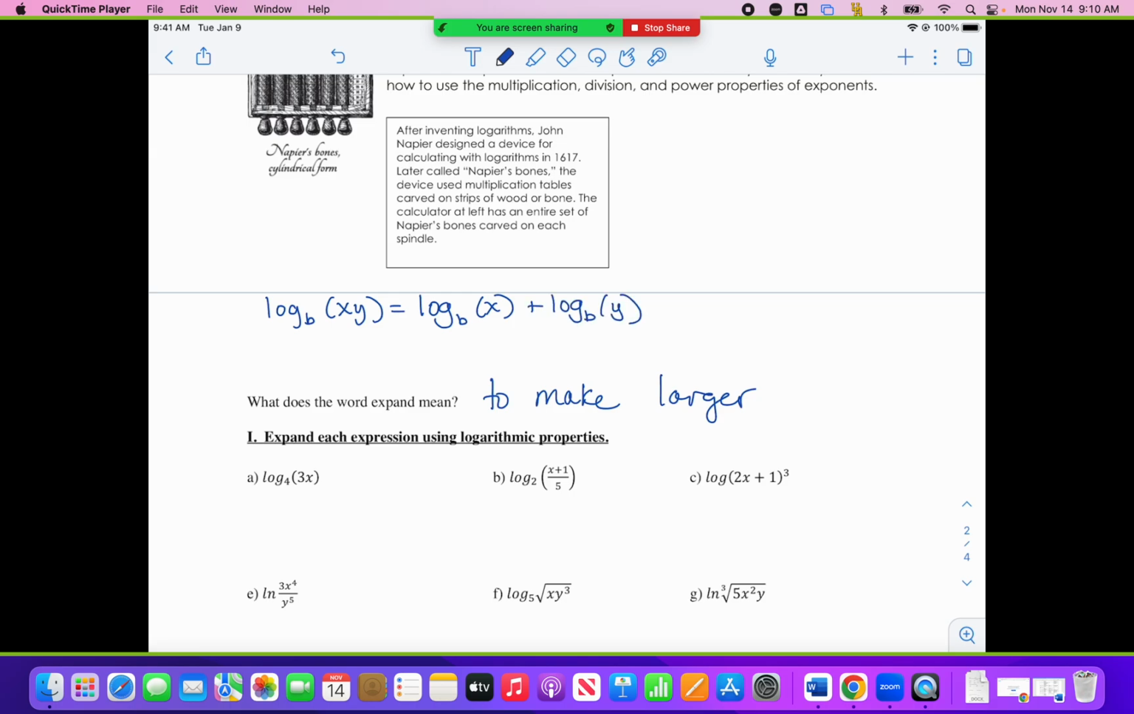Don't copy and paste them. I need you to write them. Okay, it'll help you to remember them. And if I have log base b of x divided by y, this is the log base b of x minus the log base b of y. And the third one, the log base b of x to the k power is equal to k times the log base b of x. So this is the product property, the quotient property, and the power property.